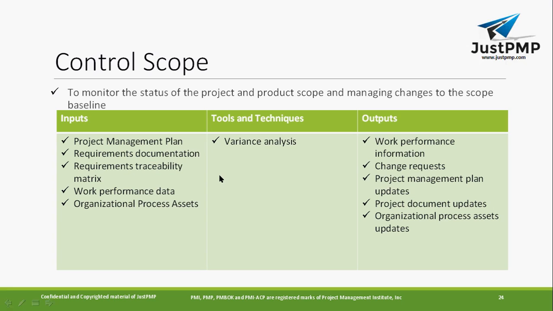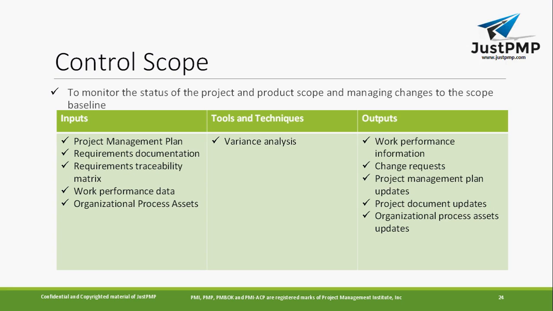Variance analysis means you're going to compare what was delivered and what was planned. So you just compare it and do the variance analysis. If any changes are there, just analyze them, okay. So that will be the tools and techniques that we will use in control scope. So the output will be work performance information, change requests, project management plan updates, project document updates, and organization process asset updates. So these are basically the outputs of control scope.